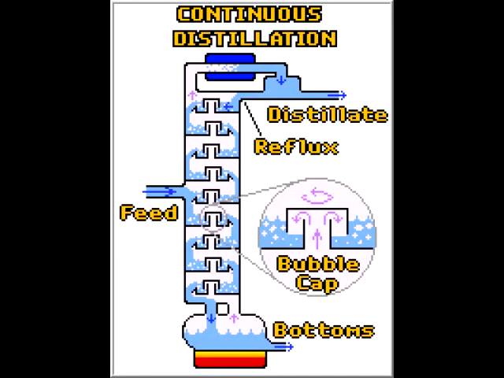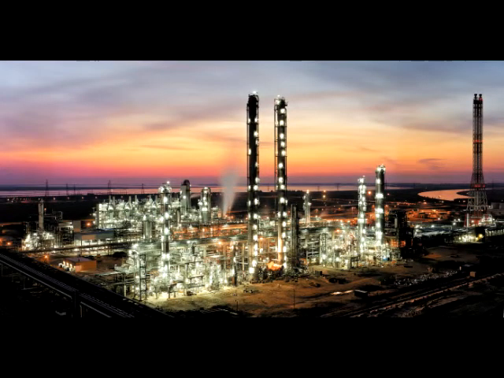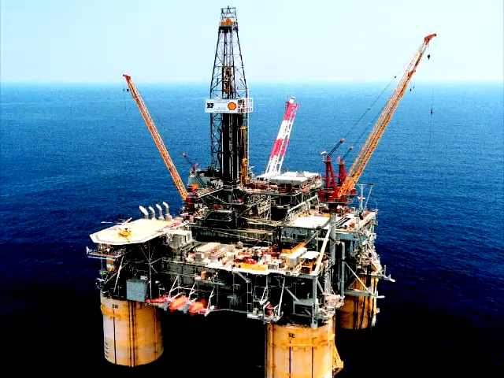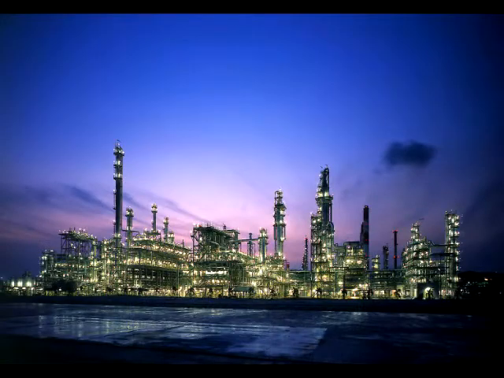Theory. Distillation is the most widely used separation technique in the chemical and petroleum industry. However, not all liquid mixtures can be separated by ordinary distillation. Mixtures with very low relative volatility are difficult to separate. So we employ various techniques for separation. Extractive distillation is one of them.